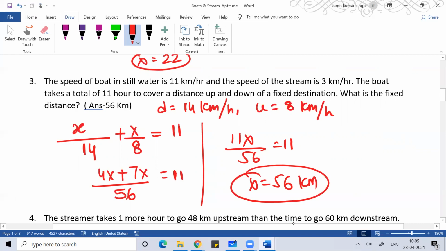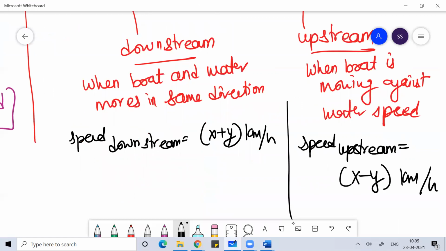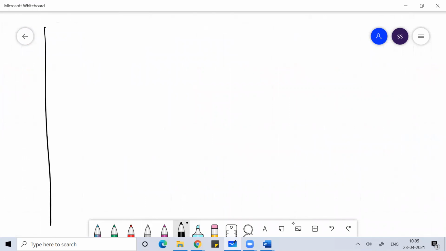You can understand this concept of boats and stream, and with this you can solve the problems related to the concept of boats and stream very easily. Similarly, we can use the concept of relative speed whenever we are trying to solve the problem on train.